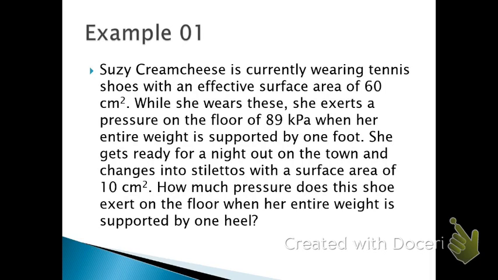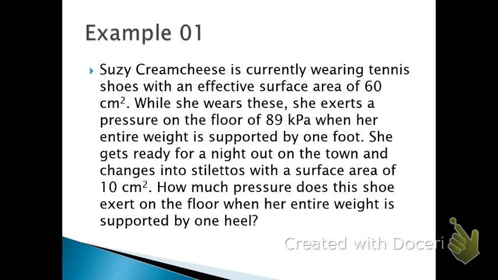Susie Cream Cheese is wearing tennis shoes with an effective surface area of 60 centimeters squared. While wearing these, she exerts a pressure of 89 kilopascals while supporting her weight on one foot. So she changes for a night out into stilettos with a surface area of only 10 centimeters squared. So how much pressure does this shoe exert when she's only supported by one heel?